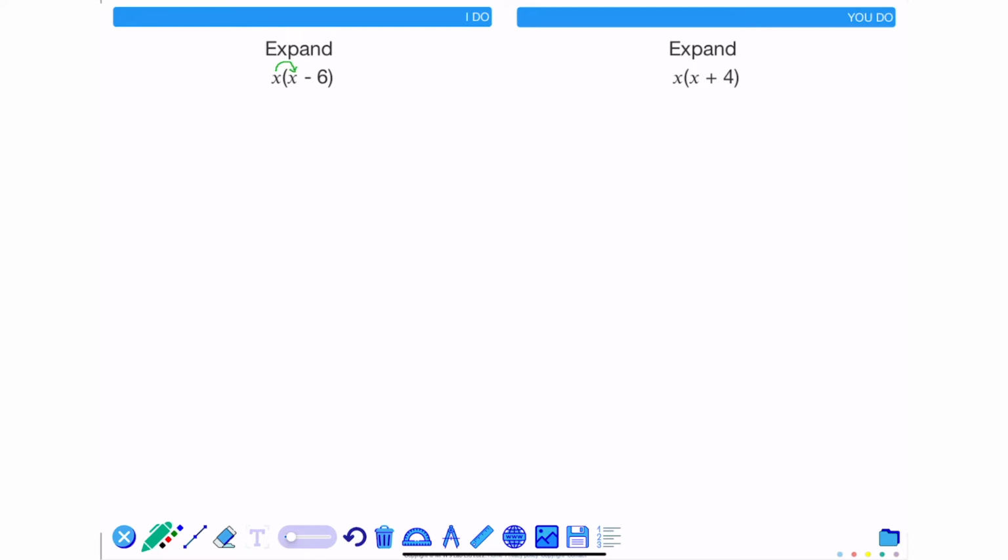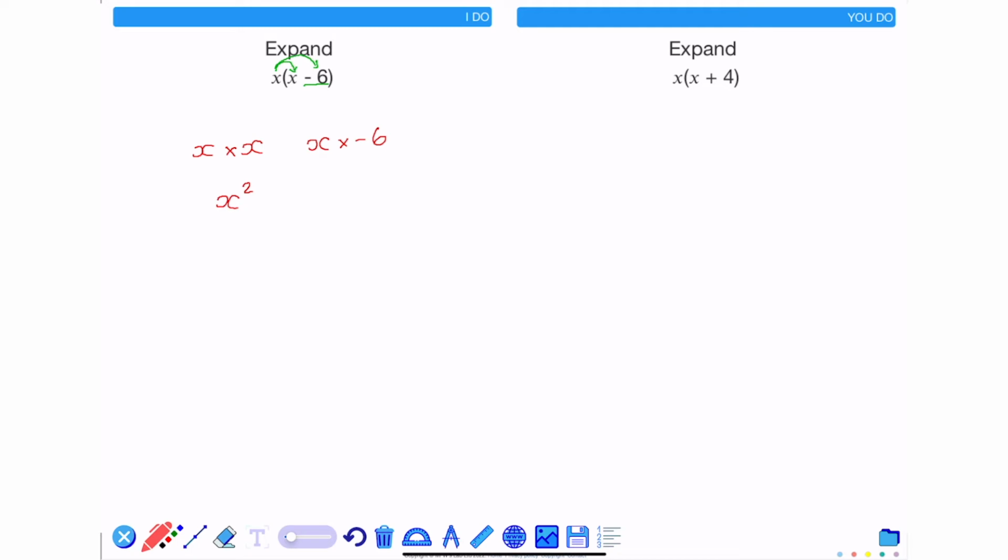x and then x by -6. Well, this will give x times x and x times by -6. Whenever you have x times x, you're multiplying it by itself. When you multiply a term by itself, it's the same as squaring it. So x times x can be simplified to x squared.